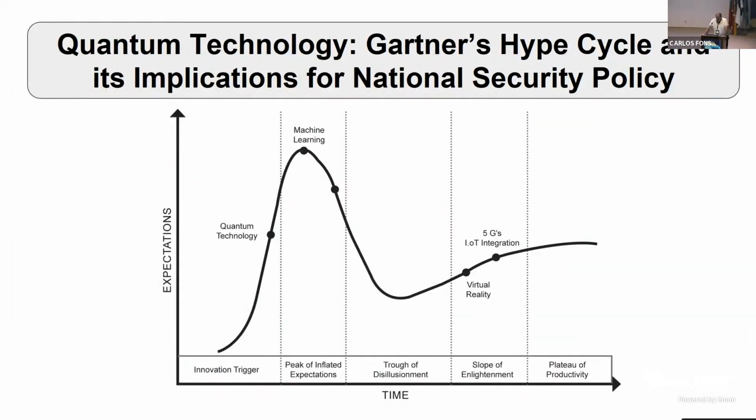Where are we in terms of the perspectives about the future? When you look at the hype cycle from Gartner, quantum technology, as you can see, is ascending at the start of the curve in the phase of the innovation trigger. Machine learning is at the peak of inflated expectations, and virtual reality, IoT and 5G are entering the plateau of productivity. We have to link.